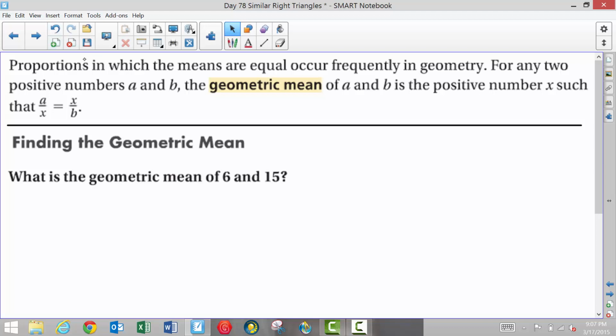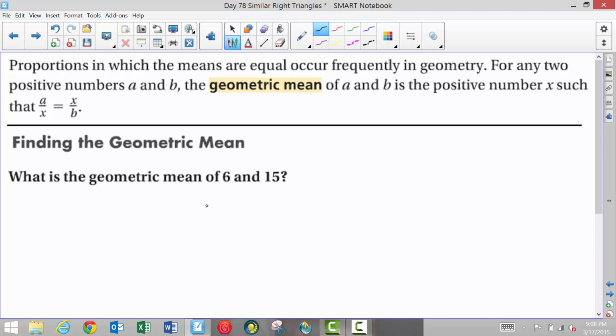We're going to first cover geometric mean. The geometric mean is the product of two numbers and then taking the square root, which is basically a proportion of a over x is the same as x over b.